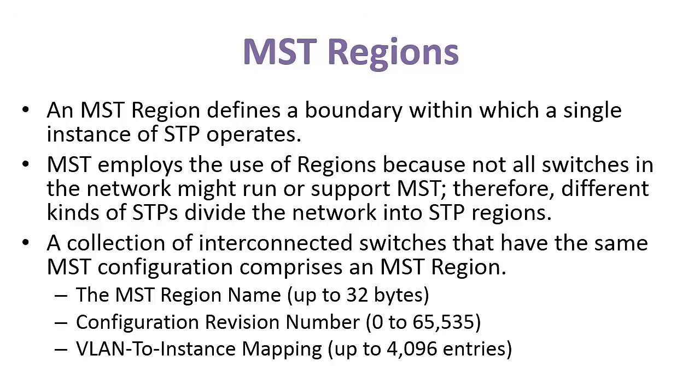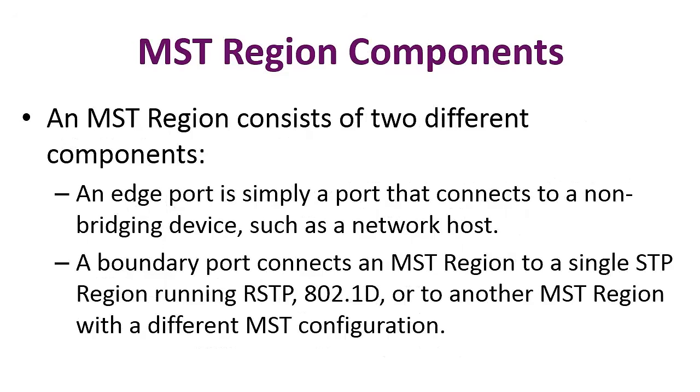An MST region consists of two separate components: an edge port, which is simply a port that connects to a non-bridging device such as a network host, and a boundary port, which connects an MST region to a single spanning tree protocol region running RSTP, 802.1D, or any other MST region with a different MST configuration.